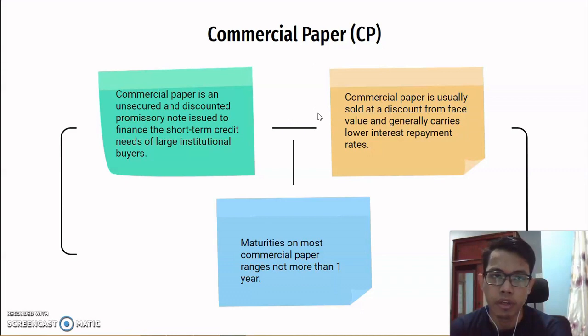Today I will present about the commercial paper instrument. What is commercial paper? Commercial paper is an unsecured and discounted form of promissory note issued to finance the short-term credit needs of large institutional buyers. Commercial paper is usually sold at a discount from face value and generally carries a lower interest repayment rate. Maturity on most commercial paper reaches not more than 1 year.